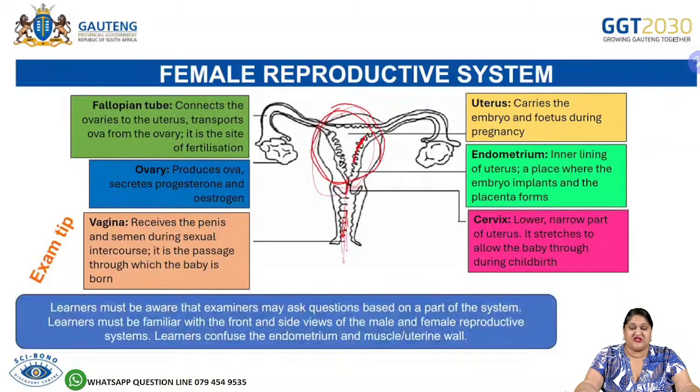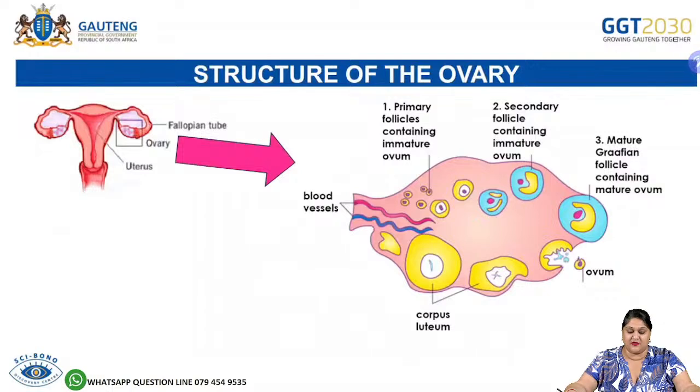Learners must be aware, this is just an exam tip, that examiners may ask questions based on a part of the system, which I mentioned. Learners must be familiar with the front and side views of the male and female reproductive systems. Learners confuse the endometrium and the uterine wall. Okay, so I've covered all of these. These are the things that you need to note.